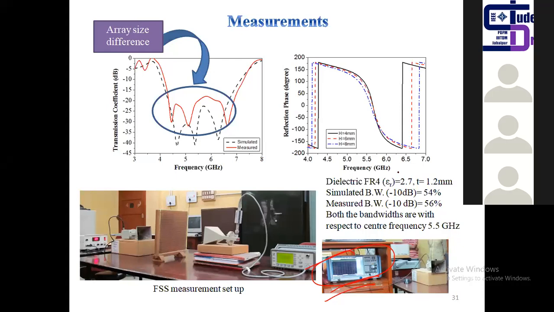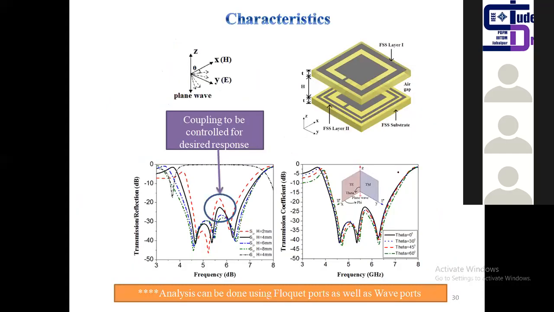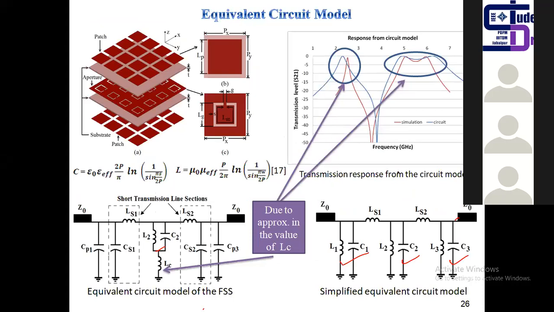Sir, I have another doubt on slide number 26. Okay. Sir, the equivalent parameters which are calculated, are they calculated using the formulas of C or L, or you said that you can use the simulation software ADS? So how is the manual tuning of L and C done, or are they calculated analytically?